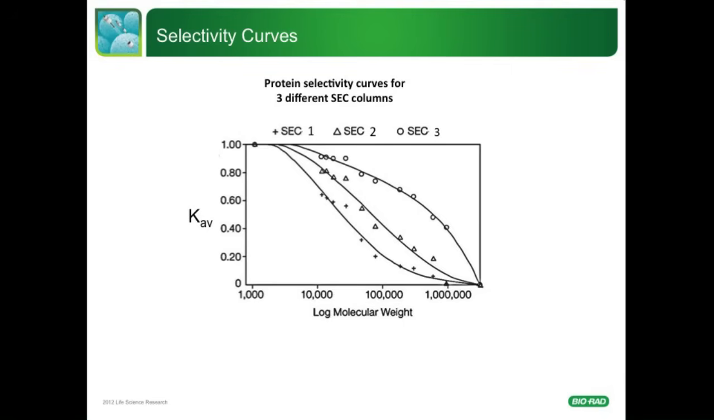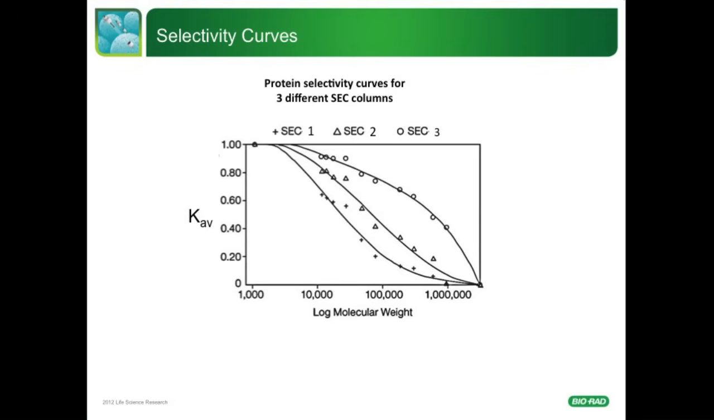So here is a representation of a selectivity curve. On the y-axis you have what's called KAV, which represents a normalization of the stationary phase volume. If you recall, that's after the void volume, and that's where all the separation takes place between the different sizes of the biomolecules, and it ends at one column volume. On the x-axis, you have the molecular weight or the log of the molecular weight.